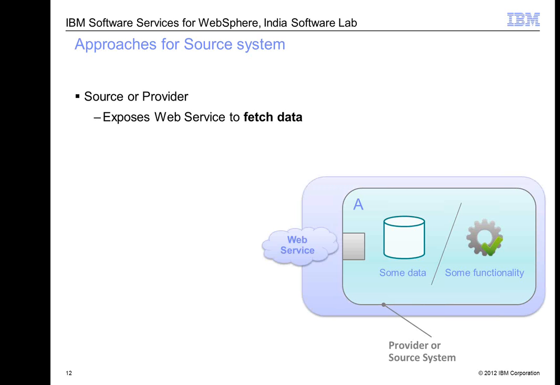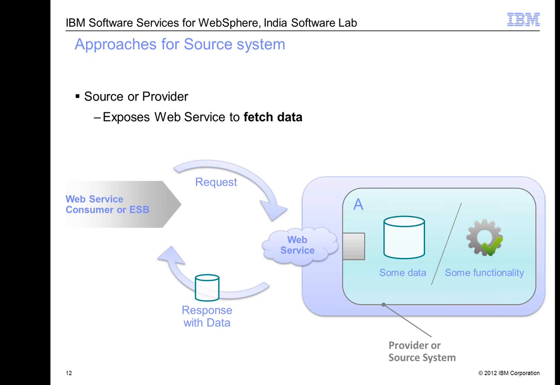Once it is exposed as a web service, the people outside can call it. The people outside, who are typically the web service clients or web service consumers, can call this web service and pull the data. One possibility is that it is the ESB, on the left-hand side, calling the web service and pulling the data. So the web service client or the ESB would send the request to the provider by calling its web service, and as part of the response, they get what they were looking for, the entire data.